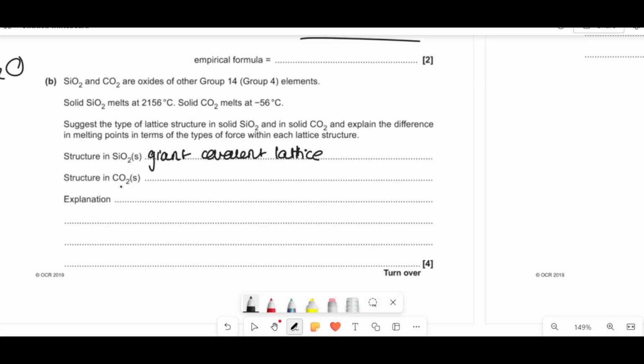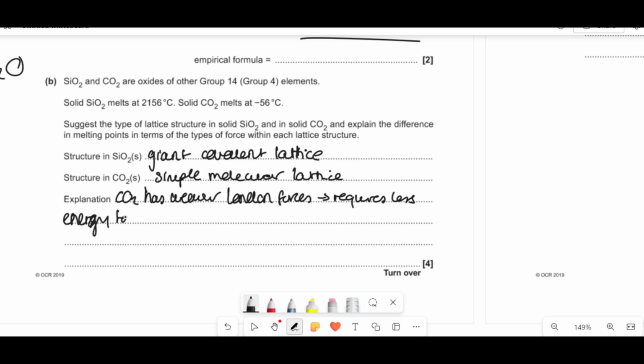So in CO2, what's going on? Well, it is a simple molecular lattice, simply because it's solid. Now we need to explain why this has such a low melting point, whereas that has a really high one. Whatever forces we're breaking between the CO2s, which are intermolecular London forces, must be weaker than the bonds we're breaking here, which are actually the covalent bonds. So the reason is that CO2 has weaker London forces. That means it requires less energy to break compared to the strong covalent bonds in SiO2.